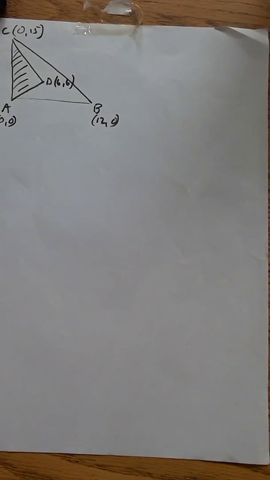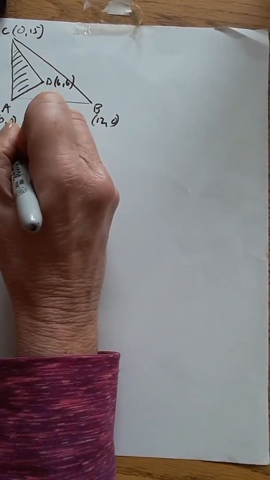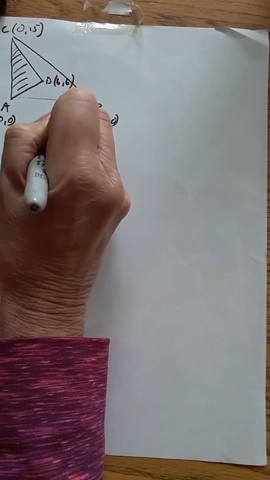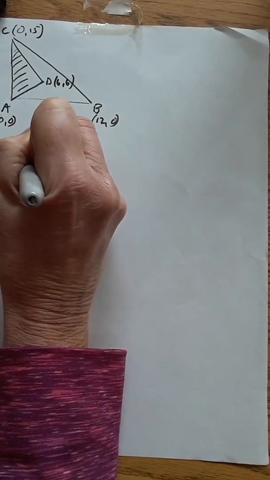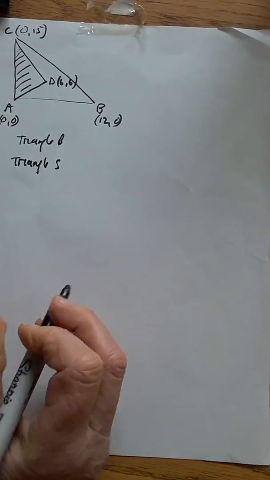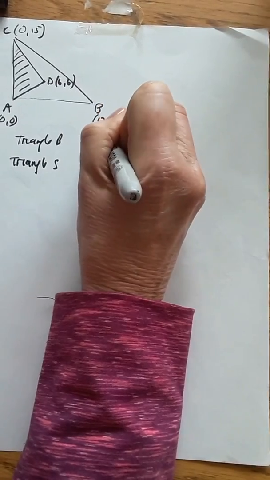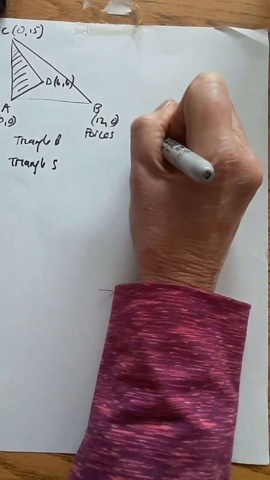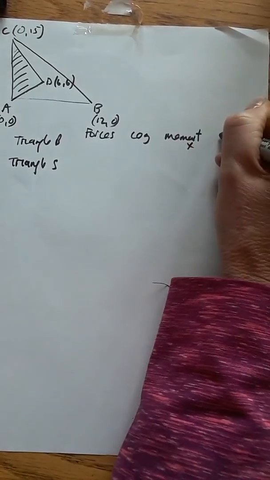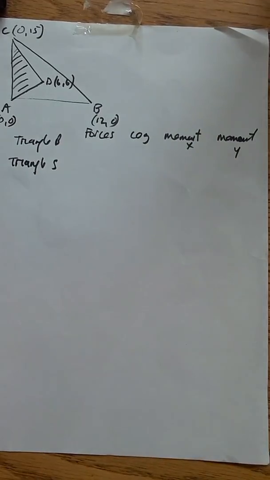Okay, so I've got everything in position. I'm going to get the forces. Now I've got two triangles, so I'll say triangle, the big one, and triangle small. So I'll call it triangle B and triangle S. S is the one I'm removing. The information I want, of course, are the forces, the centre of gravity, the moments about the x-axis, and the moments about the y-axis. So again, I'm going to use the law of moments.